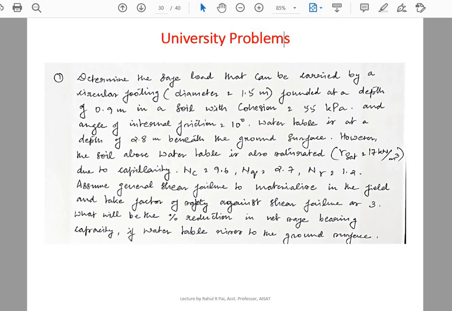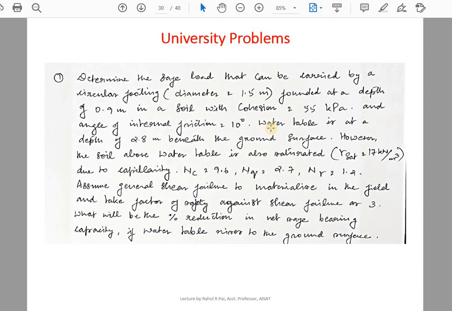Hello students. So now in this lecture we will be discussing the problems of bearing capacity of shallow foundations, which is the third module. So these are some of the university questions. If you solve these problems, I think most of the questions, any type of questions, you will be able to solve, because these two questions cover almost all the aspects of bearing capacity.